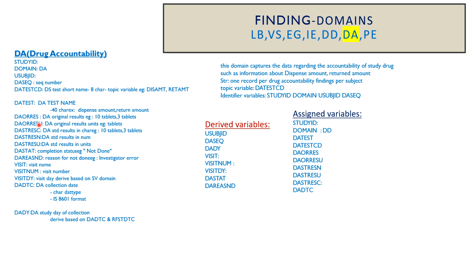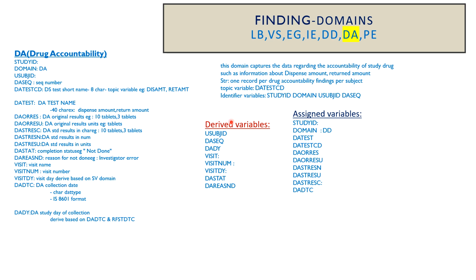Then original results and results unit. Suppose the original value is 10 tablets. Then the unit will be tablet. The 10 will be captured in original results and the unit will be captured in tablets. Same way, standard results character version, numeric version, then standard results unit. Then status and reason not done, visit num, visit divide, then DADTC, date of collection, and study day.